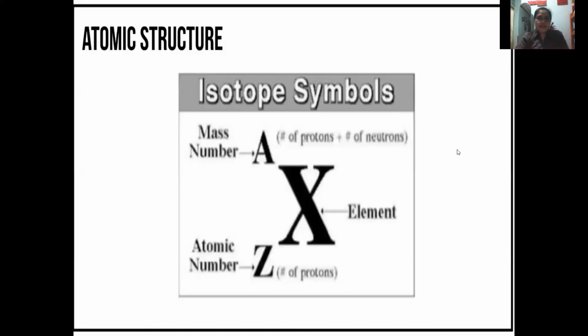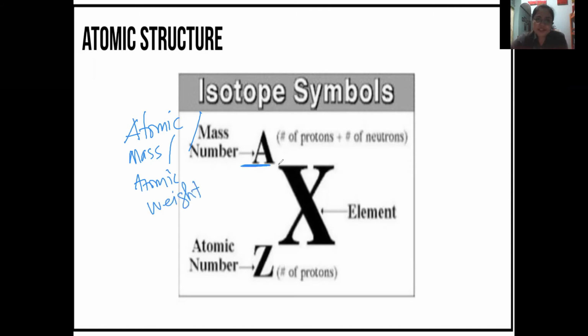Ayan. So this one, please remember this. We have here the X as the element. Please do not forget na yung sinusulat na number sa taas, ang symbol niyan ay A, ay tinatawag nating mass number. Do not forget, class, na yung mass number na yan ay pwede din nating tawagin na atomic mass. Parehas lang yan silang lahat. Again, the symbol is A.